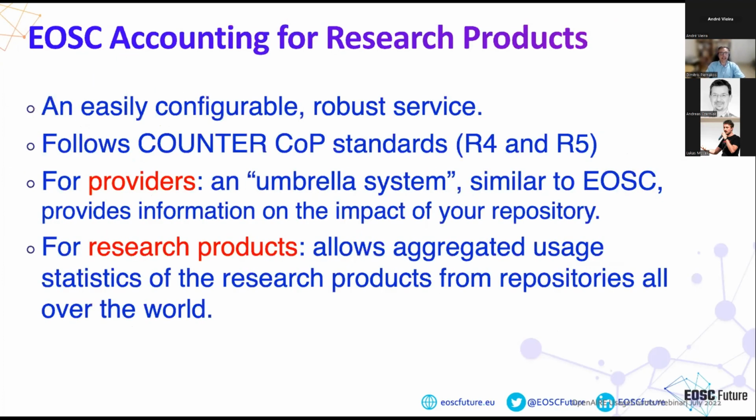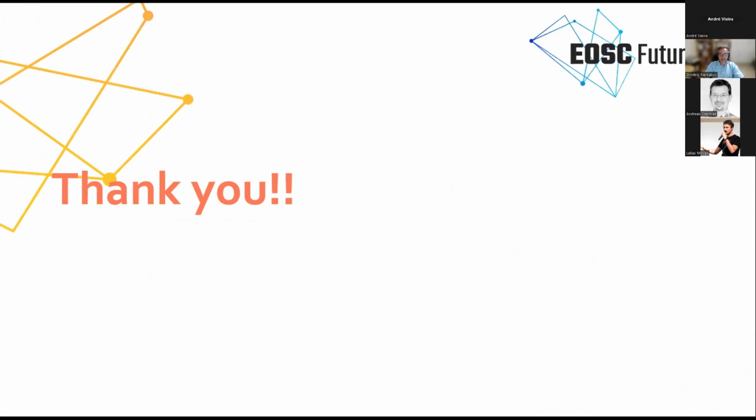So just to recap, EOSC accounting for research products is an easily configurable and robust service. It follows COUNTER Code of Practice standards, Release 4 and soon Release 5. For providers, it operates as an umbrella system that will provide information on the impact of the data source by integrating usage data and offering comparable analytics of the repository's content across the open infrastructure. And for research products, it allows aggregated usage statistics on the research products from repositories all over the world and beyond the EOSC ecosystem. So thank you. This is all from me, and I'm available if you have any questions.